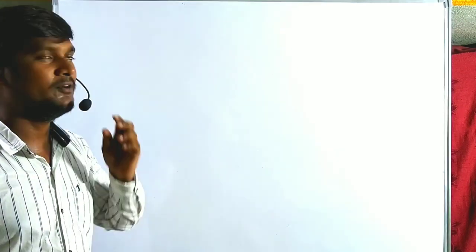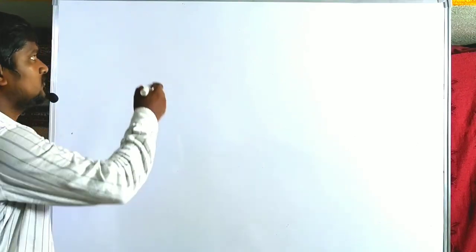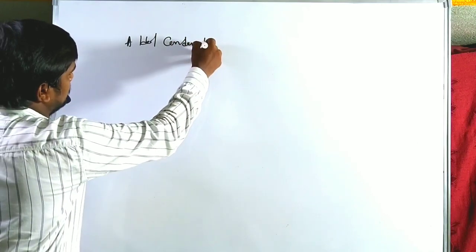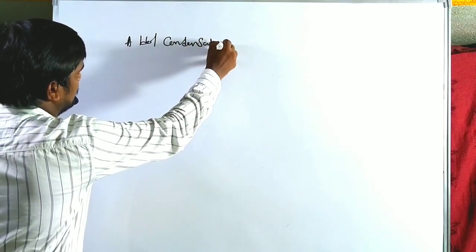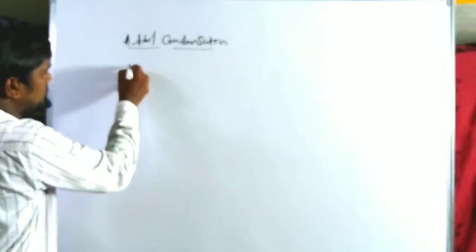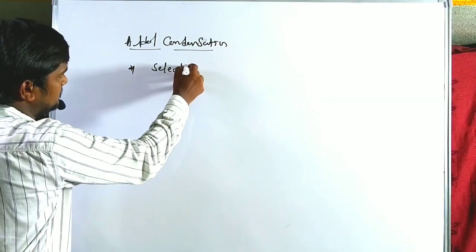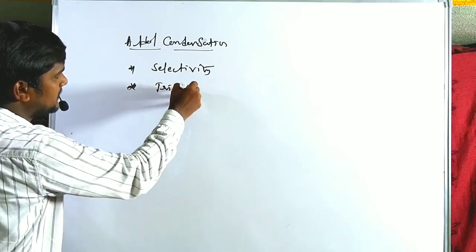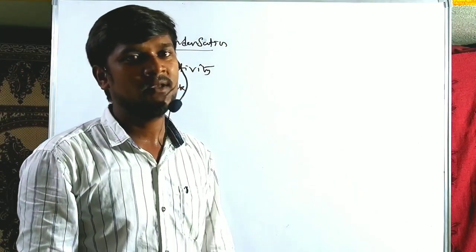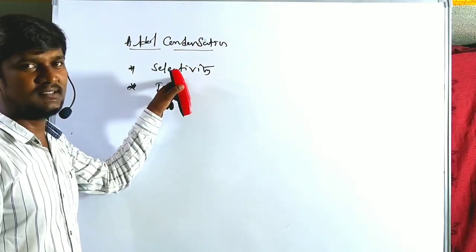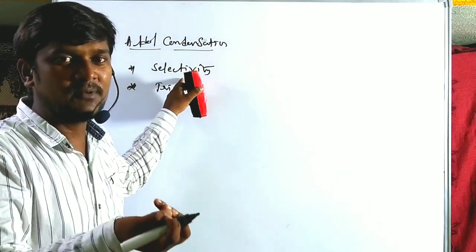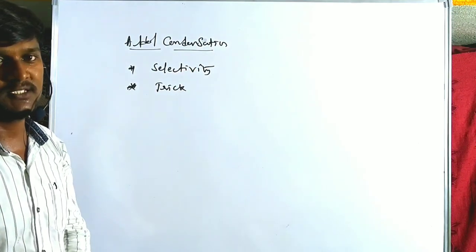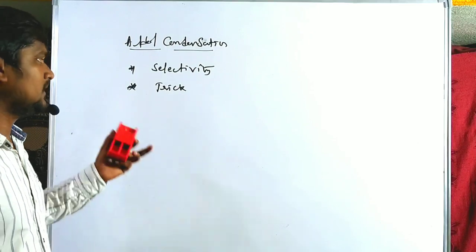Now we are discussing the second part of aldol condensation. In this lecture we are discussing two things. One is selectivity, and another is a trick to write the aldol products. Selectivity means which type of alpha proton abstraction takes place when the reactant has more than one alpha position. The second one is a trick.